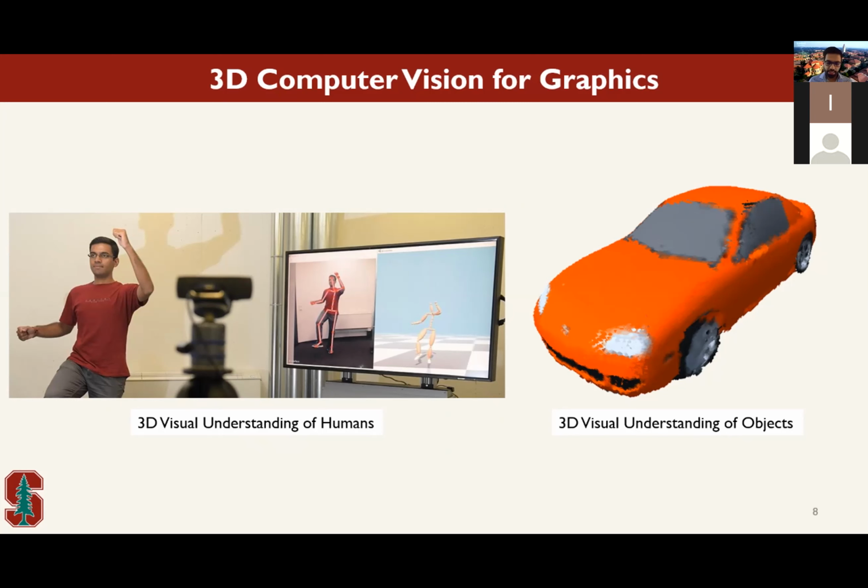As I mentioned, the real world is interesting because as humans, we are able to move about in the real world and interact with things. So I'm going to be talking about how we can have computers understand humans. So that's 3D visual understanding of humans, and how we can have computers understand objects. So that's 3D visual understanding of objects. And again, this connects to many of the things that Aidan was talking about in his talk, especially with human pose estimation and so on.